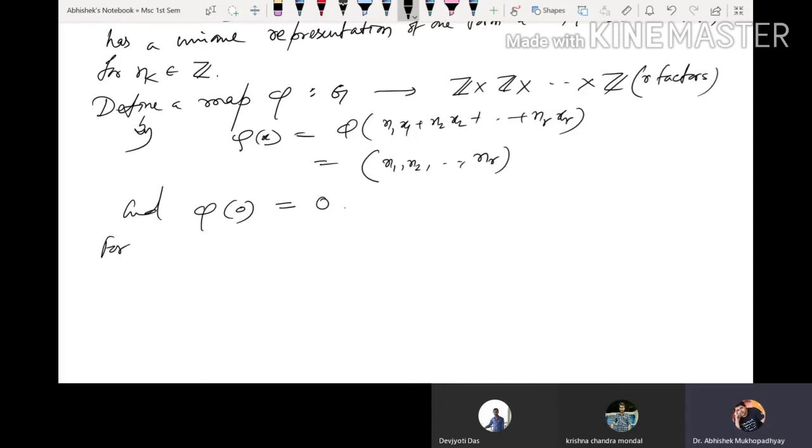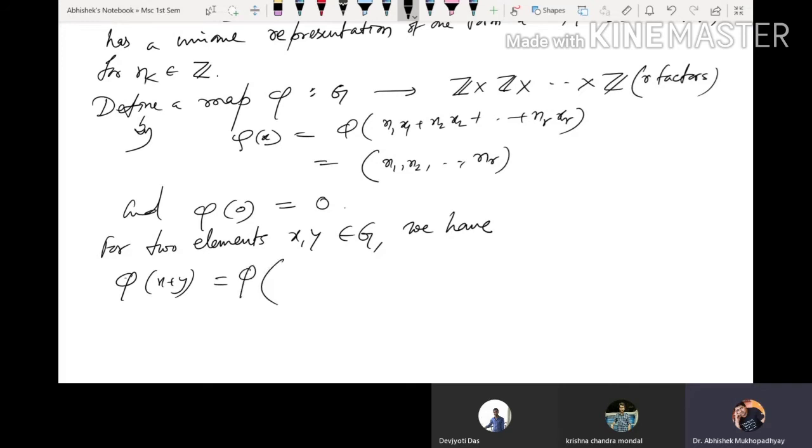Now for two elements x, y belonging to G, we have phi of x + y equals phi of, now x can be written as n1x1 + n2x2 + ... + nrxr, plus y, which can be written as m1y1 + m2y2 + ... + mryr.